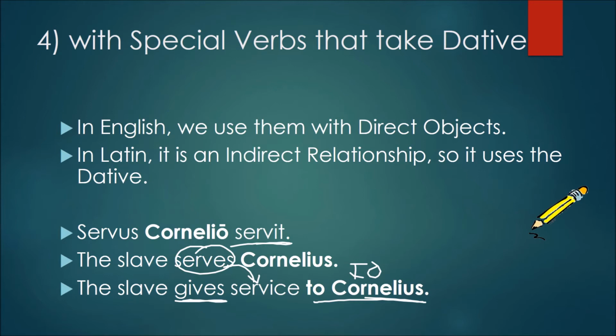If we evaluate this English sentence, now we have the slave doing the action of the verb. The thing that he is giving is our direct object, and then to or for whom he is giving service is our dative indirect object in English.